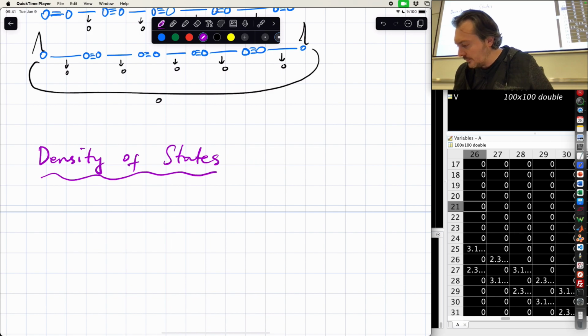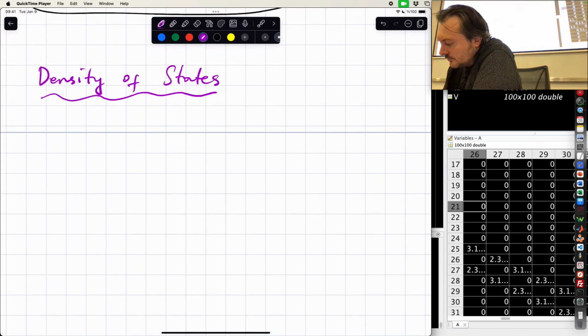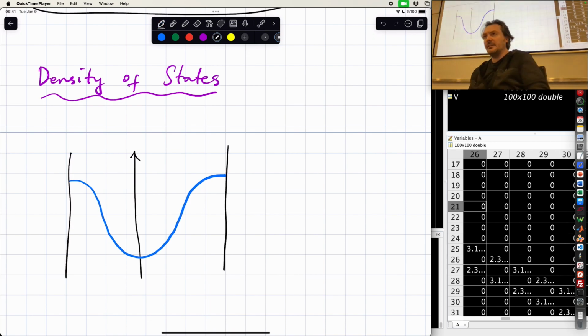So what does this mean? Let me give you a simple intuition for them. We just drew a band structure, right? Like this. This is a band structure, and as you can see, I'm only plotting the first Brillouin zone.